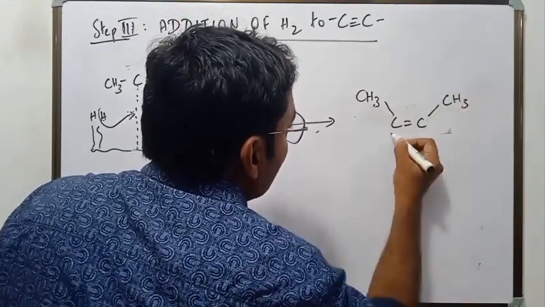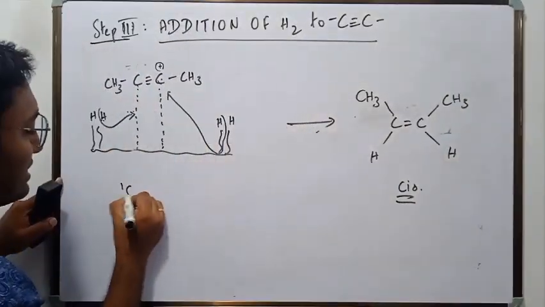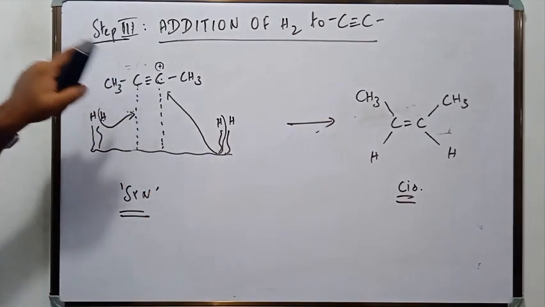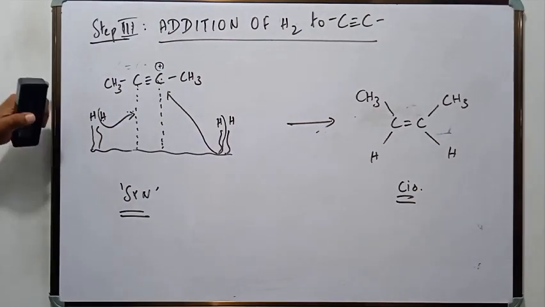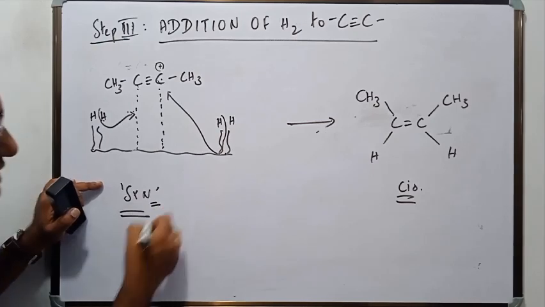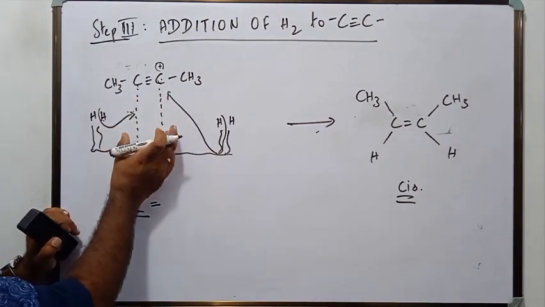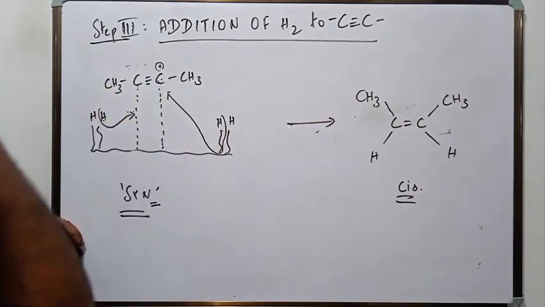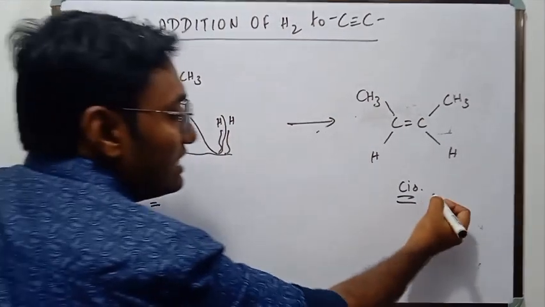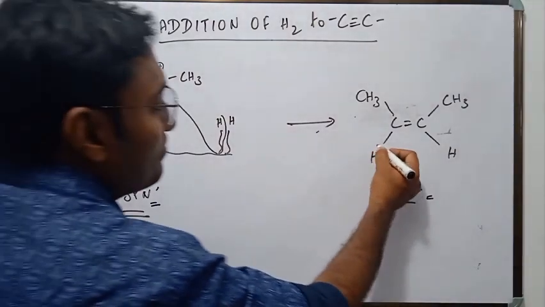Fine. So the product is a cis product because syn addition has taken place. Syn addition means addition from the same side of the molecule. If the addition takes place from the same side of the molecule, it is referred to as syn addition, S-Y-N. So here the addition has taken place from below the plane of the molecule, resulting in a cis product. That is, H is introduced from below the plane of the molecule.